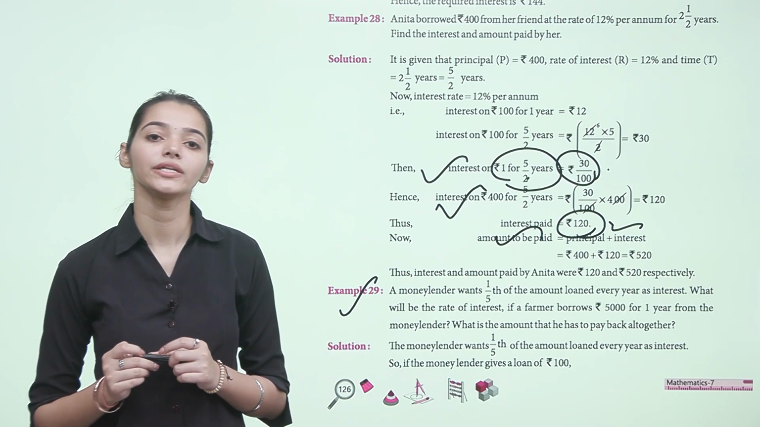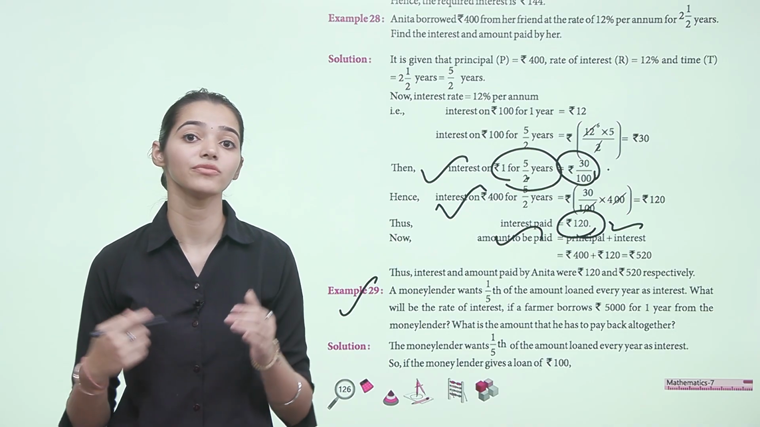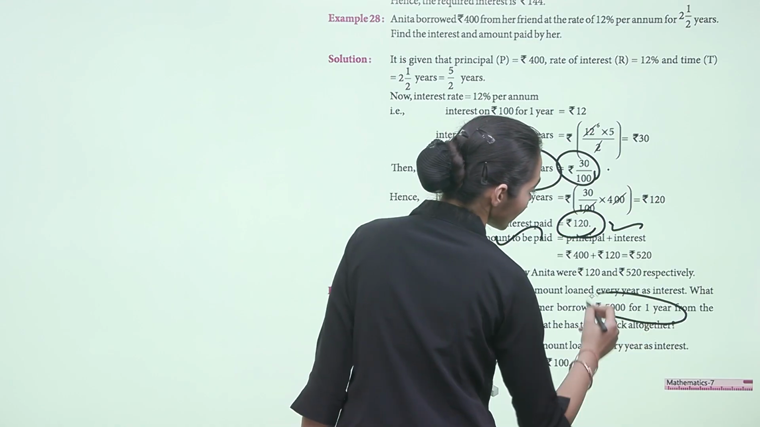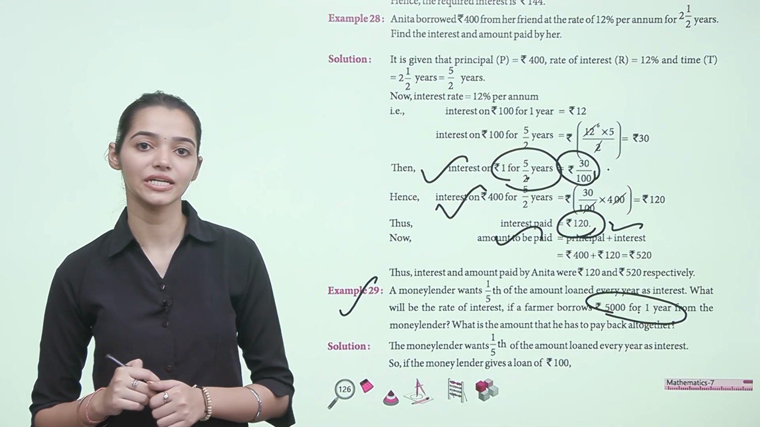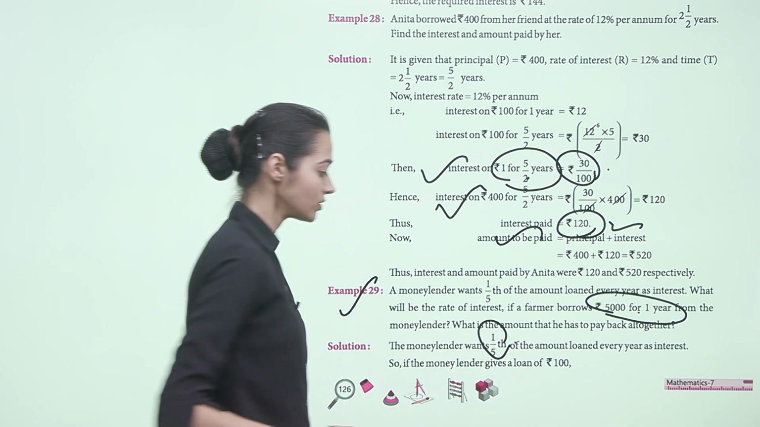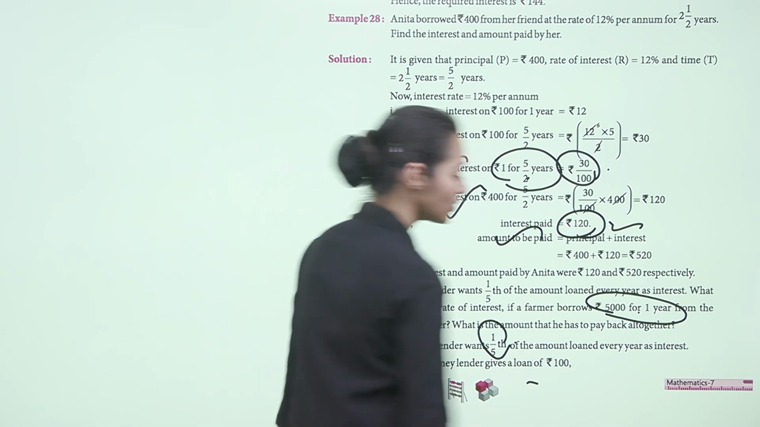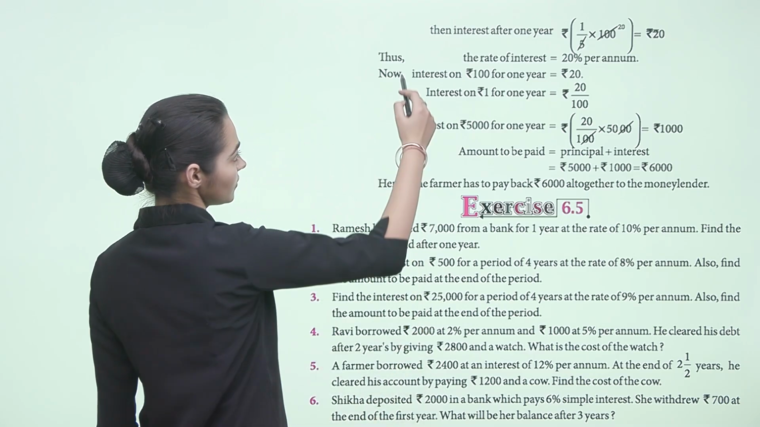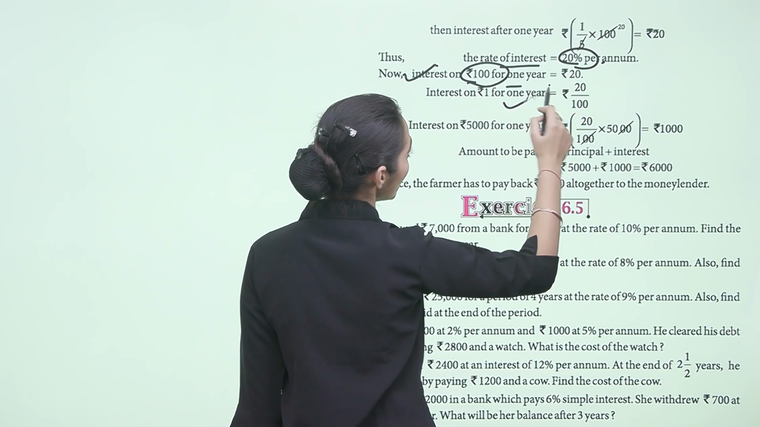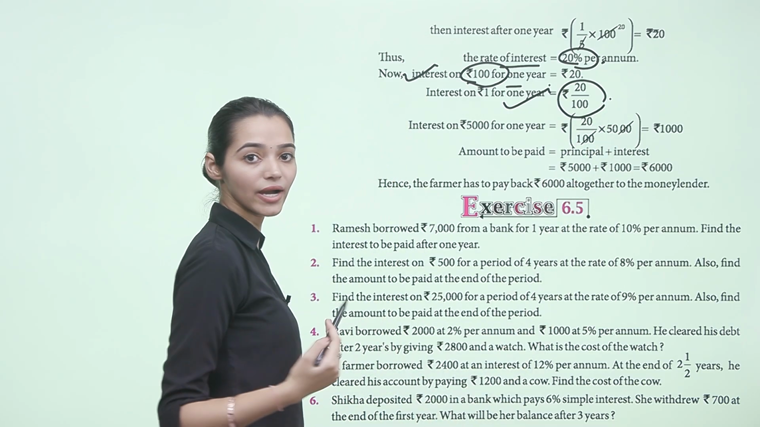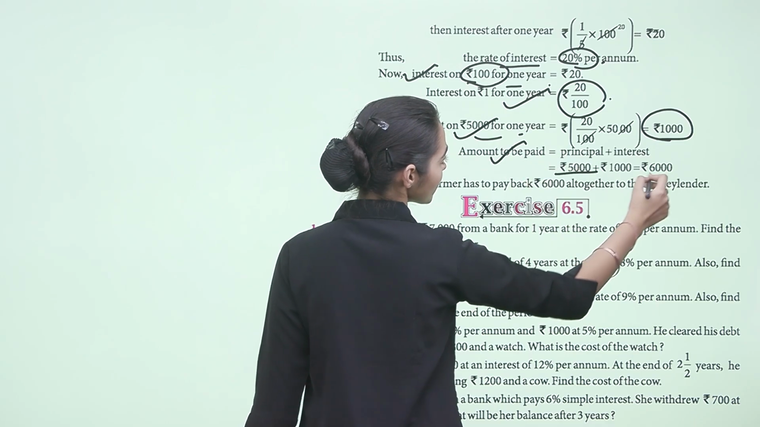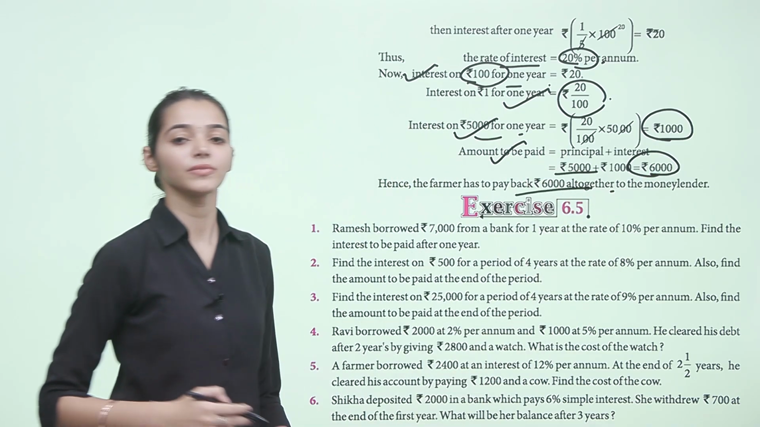Now let's look at example number 29. Here we are told that a money lender wants 1/5 of the amount loaned every year as interest. What will be the rate of interest, if a farmer borrows 5,000 for 1 year from the money lender, and what is the amount he has to pay altogether? So the money lender wants 1/5 of the amount, that means for a loan of 100 rupees the rate of interest is 20%. Interest on 100 for 1 year is 20, and interest on 1 rupee for 1 year is 20 by 100. The interest on 5,000 for 1 year is 1,000 rupees. So the amount to be paid is principal plus interest, that means 6,000 altogether has to be paid to the money lender.